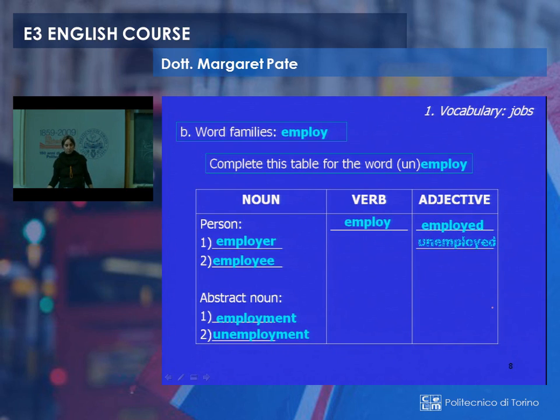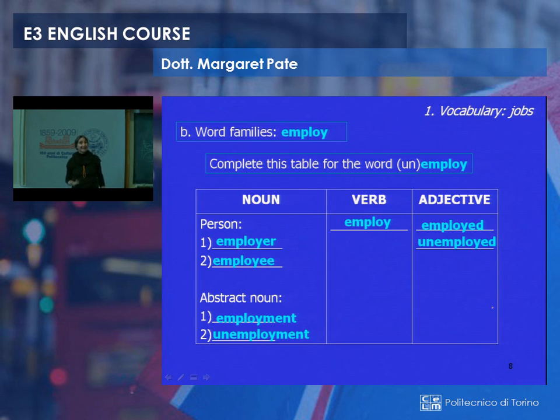Employed or unemployed? Okay. One word in this table is different in terms of the pronunciation to all of the others. Which word is different?